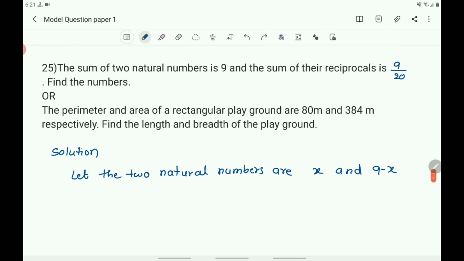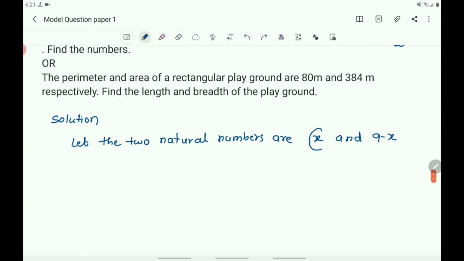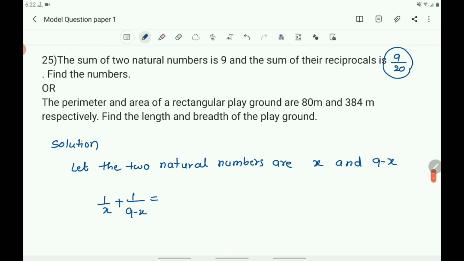Now the sum of the reciprocals is 9 by 20. The reciprocal of x is 1 by x and the reciprocal of 9 minus x is 1 by 9 minus x. So this becomes the sum of their reciprocals: 1 by x plus 1 by 9 minus x equals what? The sum of their reciprocals is 9 by 20. So 1 by x plus 1 by 9 minus x equals 9 by 20.